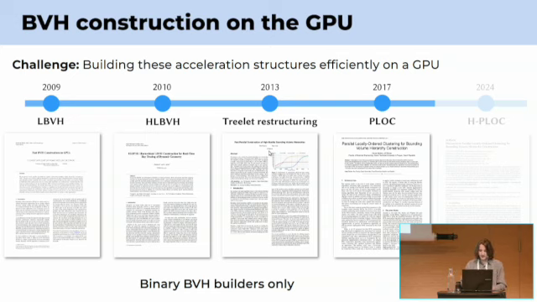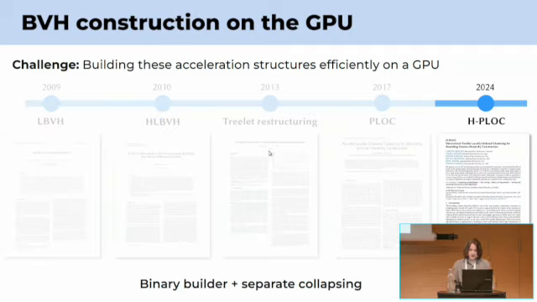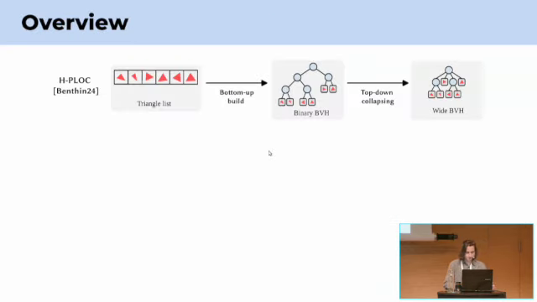for various reasons. And so last year at HPG, the paper H-PLOC by Benthin et al. proposed both a very efficient binary builder and a separate collapsing step that transforms it into a wide BVH. Their pipeline looks something like this. They have a triangle list as input. They use a bottom-up binary builder based on the PLOC algorithm to compute a binary BVH, and then as a second separate step, they collapse it into a wide BVH.